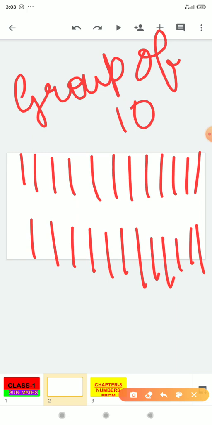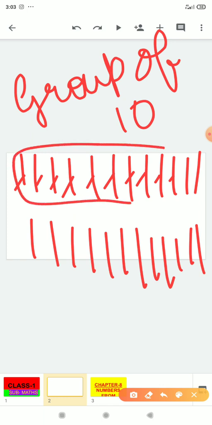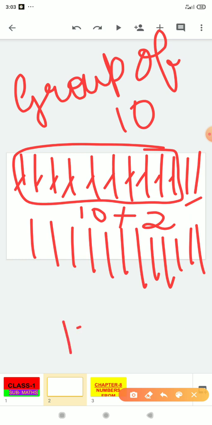So how do we do that? First of all, count 10 lines. 1 2 3 4 5 6 7 8 9 10. So here we make a group of 10. Then after 10, how many are remaining? 2. It means we have 10 matchsticks in a bundle and 2 separate. So 10 plus 2 is equal to 12.